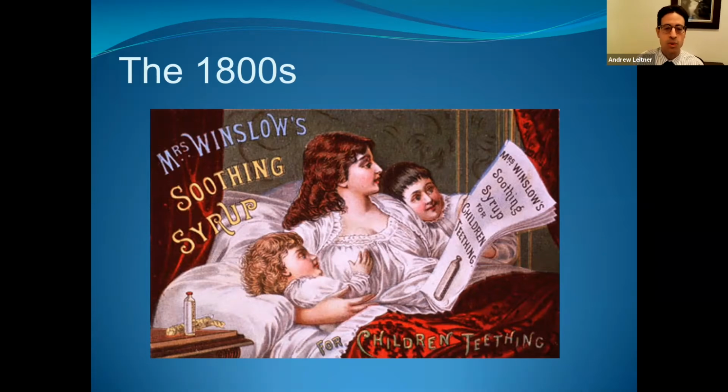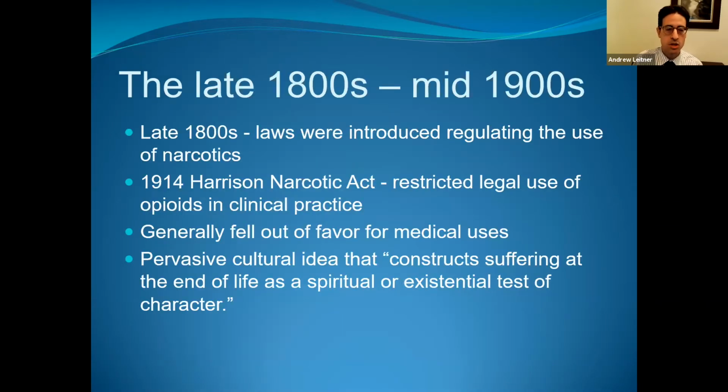And as the problems began to mount, there became a regulatory backlash. And so by 1914 in the US, there was a narcotic act that essentially restricted the legal use of opioids in clinical practice. And it just fell out of favor. It was almost unheard of to use opioids medically. And at that time, there was this pervasive idea that pain was a spiritual or an existential test of character, back to even some of its word origins.